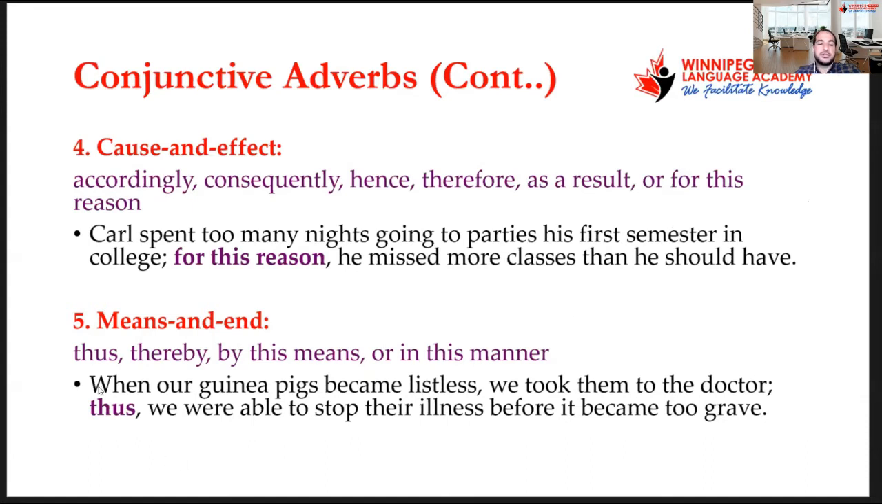The first part is complex, right? When our guinea pigs became listless, we took them to the doctor. Perfect. Complex, and then we added another part, another sentence, which is a compound. The first part is complex, and then we added another simple sentence. Then we have a compound-complex sentence. Perfect. A compound-complex sentence is made of two main, or independent, clauses and one dependent clause.